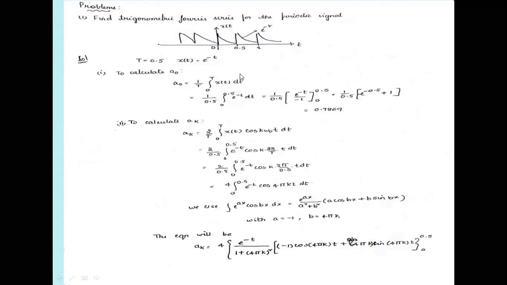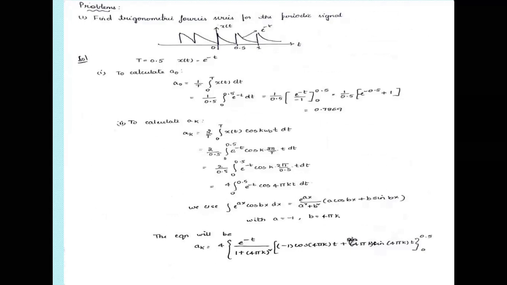This we have already seen in the first example, 0 to 0.5. We got a k is 1.576 pi over 1 plus 4 pi k whole square, and b of k is 6.32 pi k over 1 plus 4 pi k square, and a naught is equal to 0.7869. Okay, we got the trigonometric Fourier series and the polar form. The next class we can see.